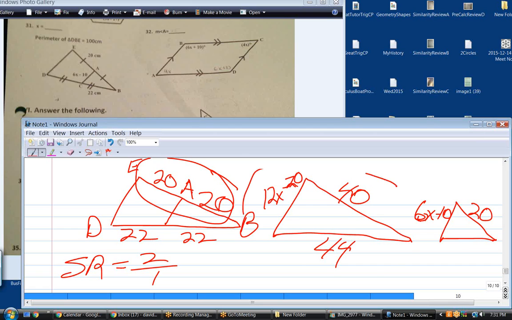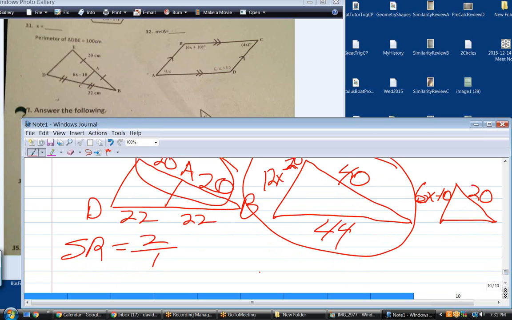Now we have all three sides. Even though one of them is in terms of x, that's okay, because we know what the perimeter is. It's 100. So what equation can I write now? The perimeter of that triangle is 100. So would it be 12x minus 20 equals... Hold on. The perimeter, add all three sides up.